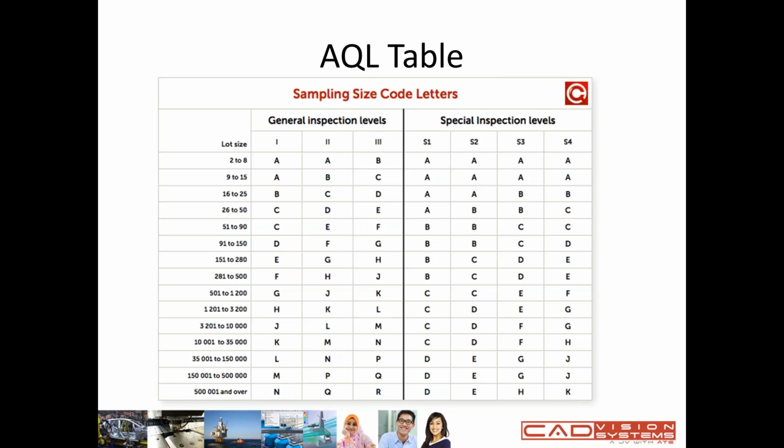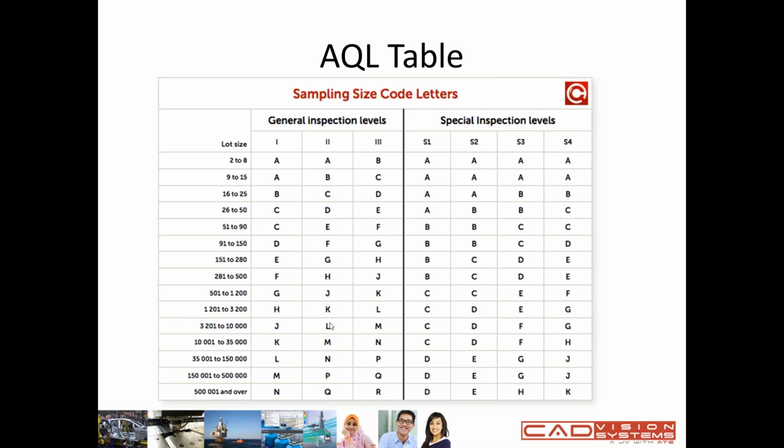Let's make an example. For example, a company is doing a production of 4,000 units with the acceptable quantity limit at level 2. If we look at this table, 4,000 will fall on this row, between 3,200 and 10,000. So 4,000 falls over here, and we want to use level 2.